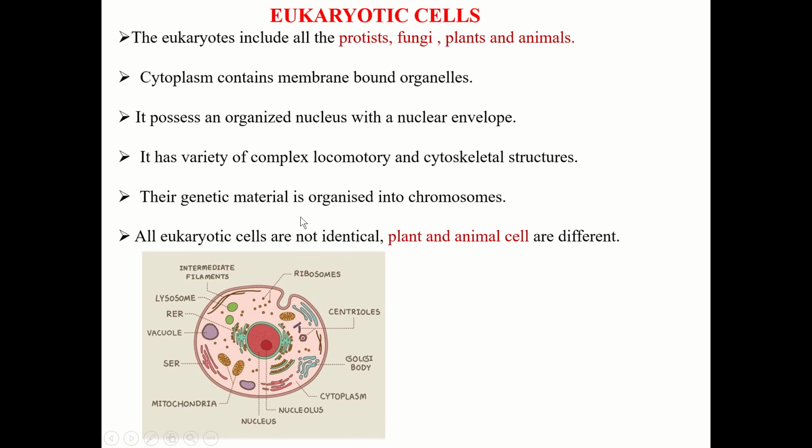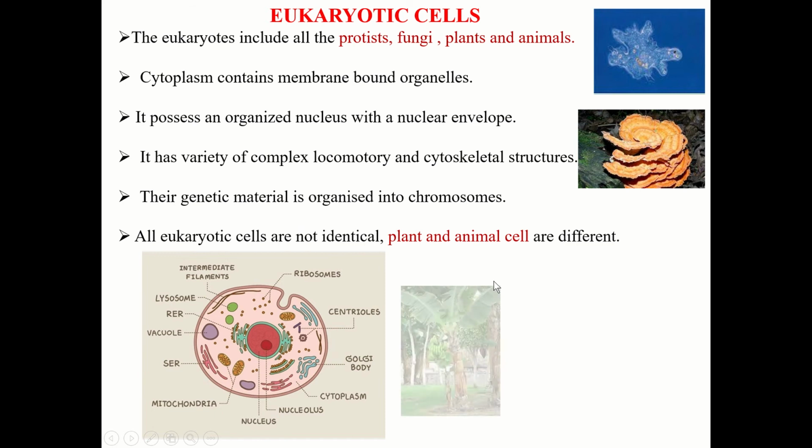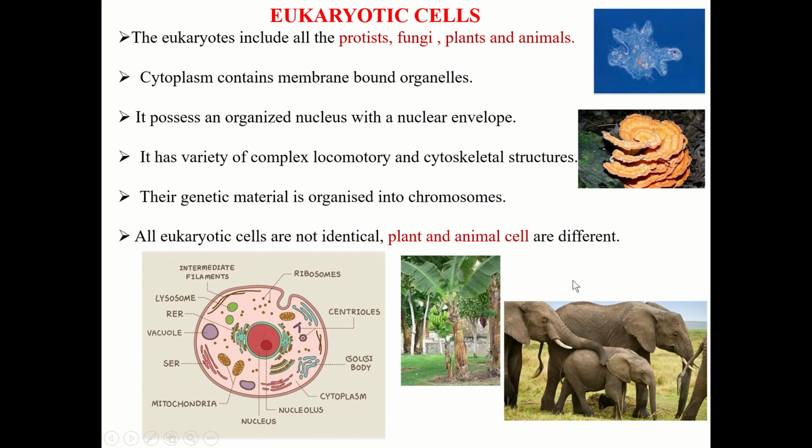Now let us see the structure of the eukaryotic cell. The eukaryotes include all protists, fungi, plants and animals. The eukaryotic line begins with the protists, which are the first to have a nucleus. Then come fungi, plants and animals. These are all eukaryotic organisms, whereas a protist is a unicellular eukaryotic organism.